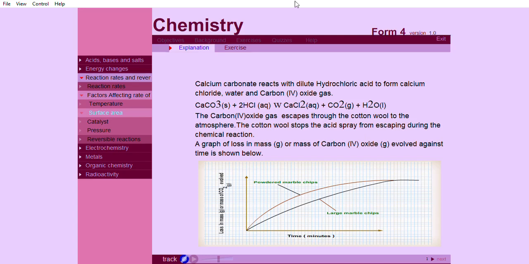A graph of loss in mass in grams, or mass of carbon dioxide in grams evolved, against time is shown below. Loss in mass is faster for powdered marble and slow for large marble chips. This means that the rate of reaction is faster for marble powder and slow for large marble chips. The more finely divided the solid, the greater the surface area.